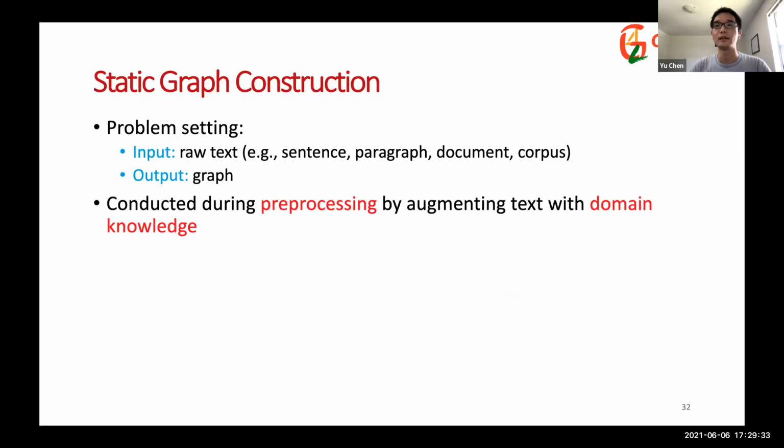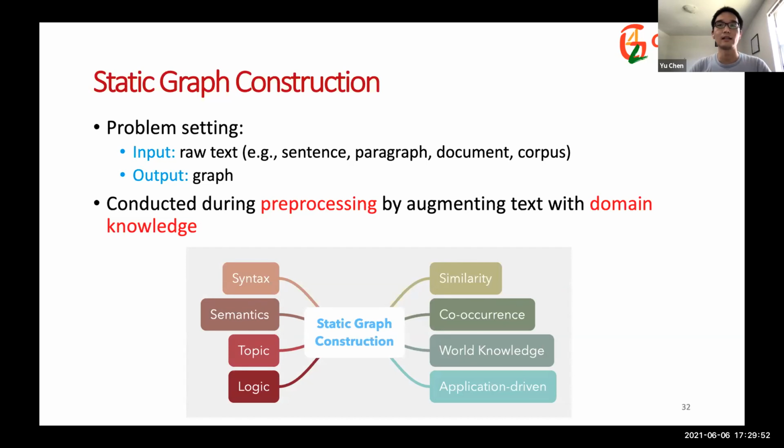Let's first talk about static graph construction. It aims to convert raw text to a graph, where the text can be a sentence, paragraph, document, or corpus. It is usually conducted during the pre-processing step by augmenting raw text with various domain knowledge, including syntax, semantics, topics, co-occurrence, world knowledge, and so on. Many of them are quite application driven.